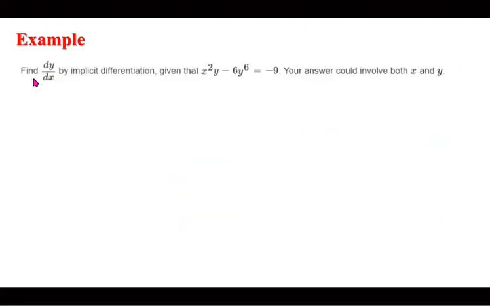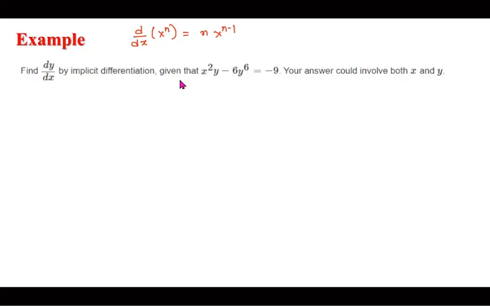Here you can see that we are asked to find the derivative by implicit differentiation, because the function given here is an implicit function. You cannot find the value of y explicitly. That's why this is called the implicit function. Your answer could involve both x and y. One thing to note here is the power rule. What we know is, if you want to find the derivative with respect to x of x to the n, the power rule says n times x to the n minus 1.